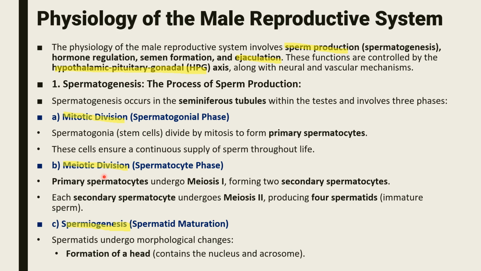Meiotic division. Each primary spermatocyte undergoes meiosis 1, forming two secondary spermatocytes, and each secondary spermatocyte undergoes meiosis 2, producing four spermatids, immature sperm.